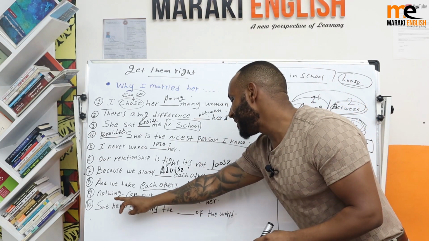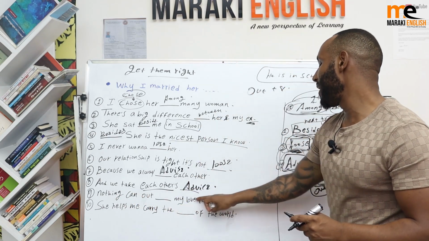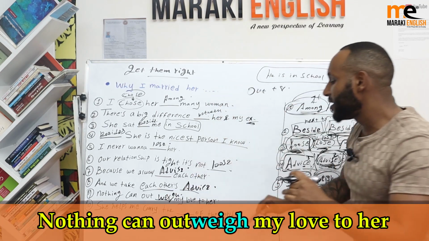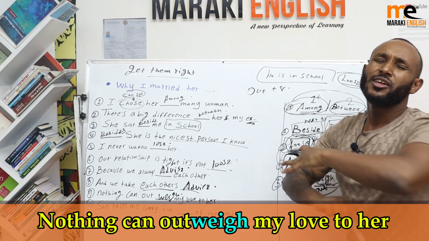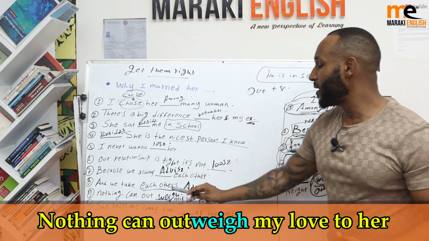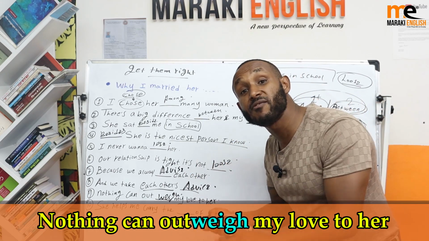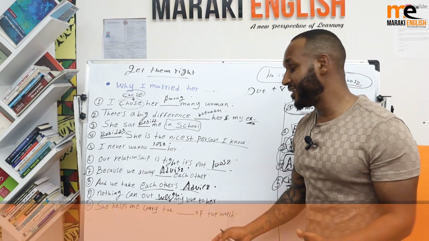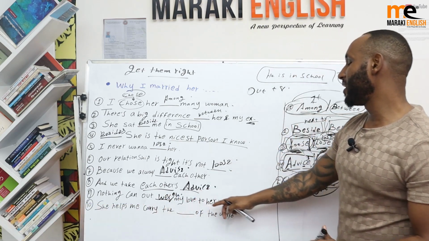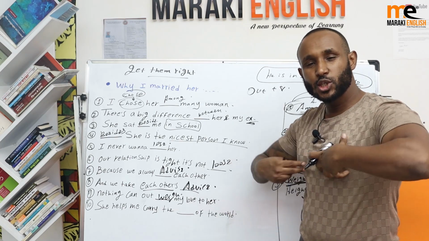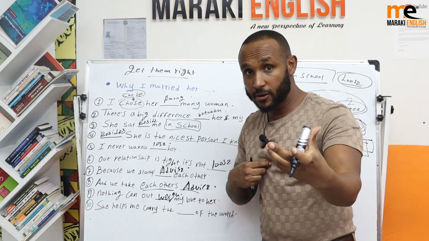So it says, nothing can out-blank my love to her. The answer is weigh. Nothing can outweigh my love to her. There are a lot of heavy things in this world, but when I compare them with my love to her, nothing is heavier than that, okay? Nothing can outweigh my love to her, okay? She's the best. Like I have such a strong emotion towards her.